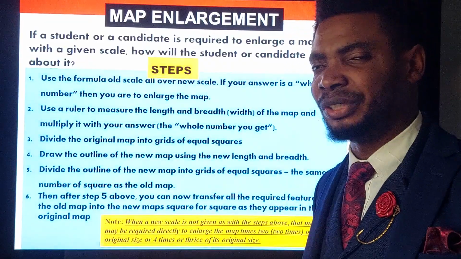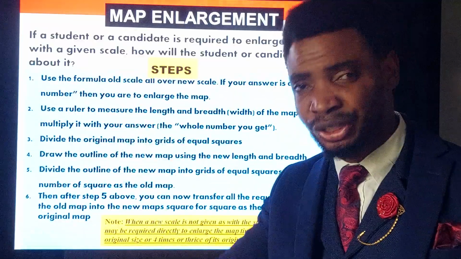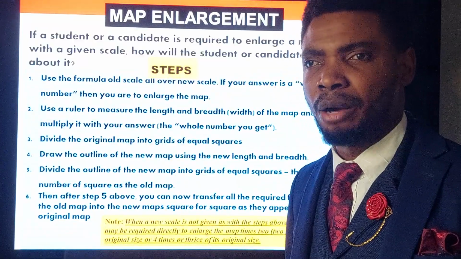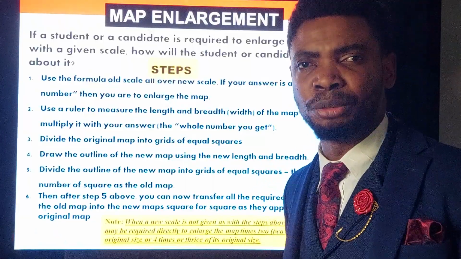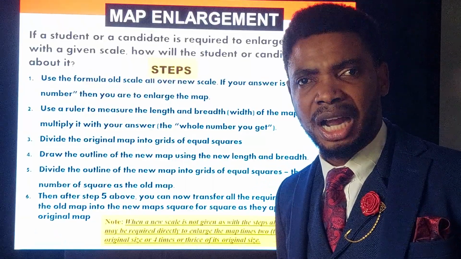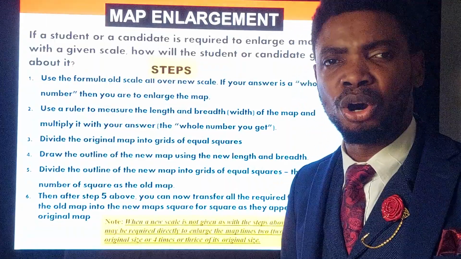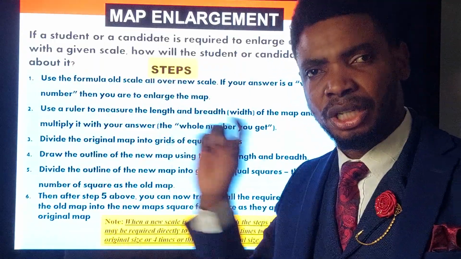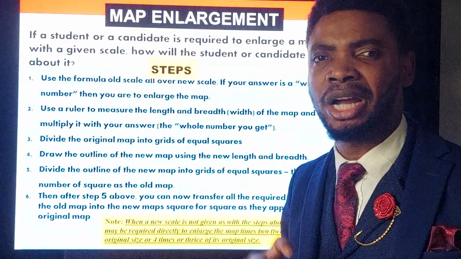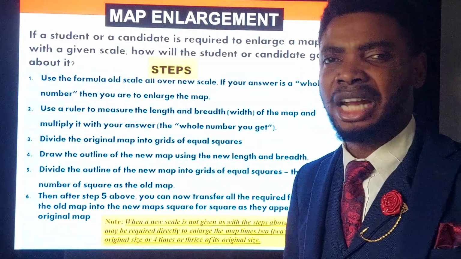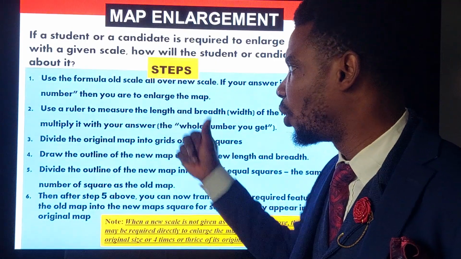But if you are given otherwise, let's say the original scale in the map you are presented with is 1 to 50,000, and you are given a new scale to reproduce another map of 1 to 250,000, then 50,000 over 250,000 is going to give you 1 over 5. That's automatically a reduction. You have to reduce the map. Okay, so let's go with this step.